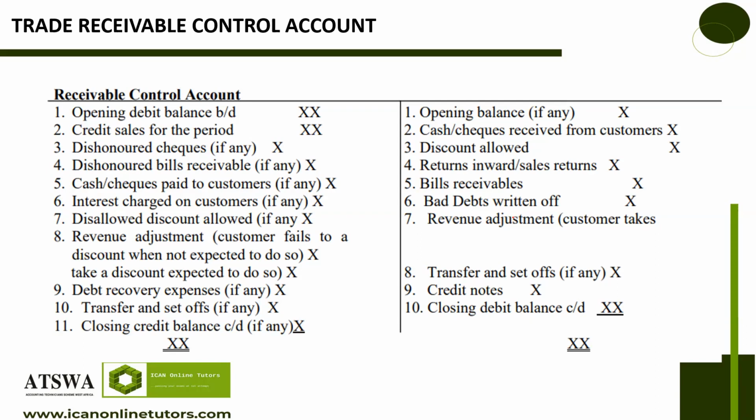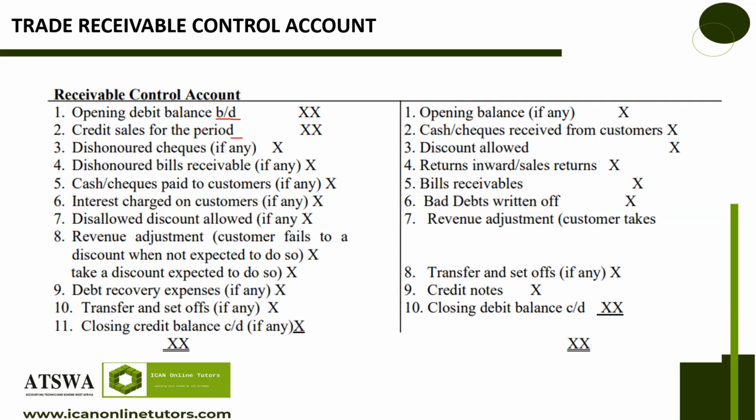This is how the trade receivable control account looks. These are the items that go on the debit side, and these are the items that go on the credit side. You can see opening balance brought down, if any, and the same thing, opening balance, if any. Credit sales for the period, it is what? Increasing the receivable amount. Opening balance is the people that owe you from before. You made more credit sales, your receivable is increasing, so it comes on the debit side.